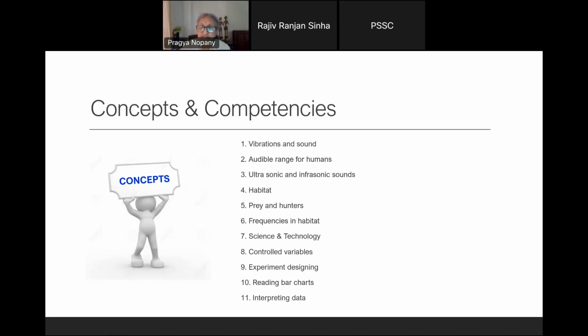So you've written 11. 1 to 6 is what? Till 6, what is it? What do you mean 1 to 6 or 11? What does it mean? I want you to tell me which ones are concepts and which ones are competencies here.